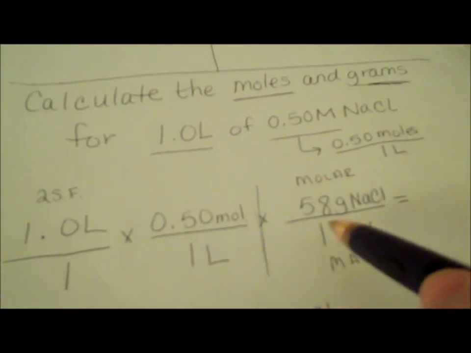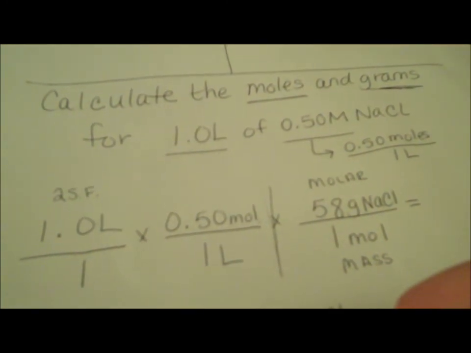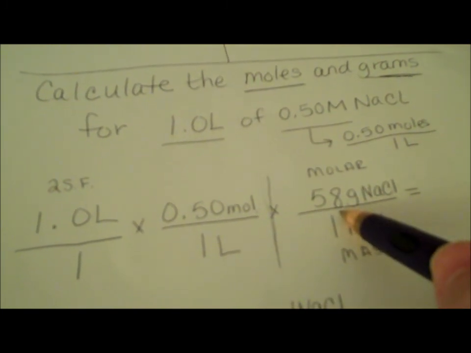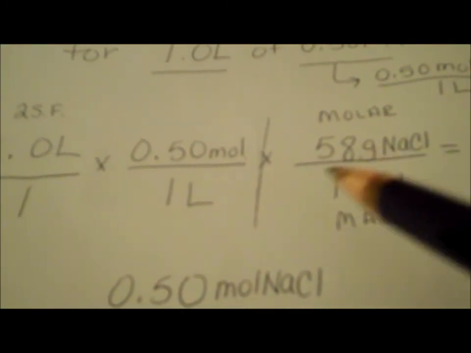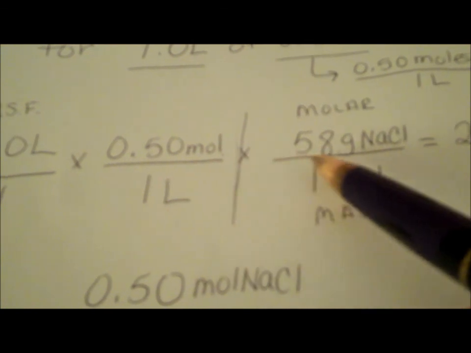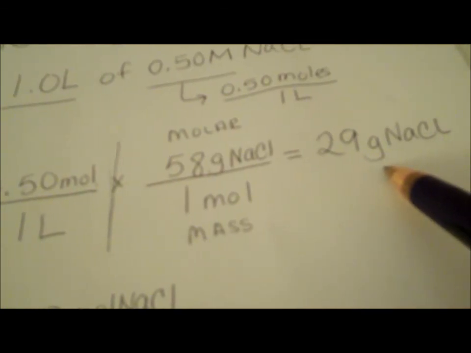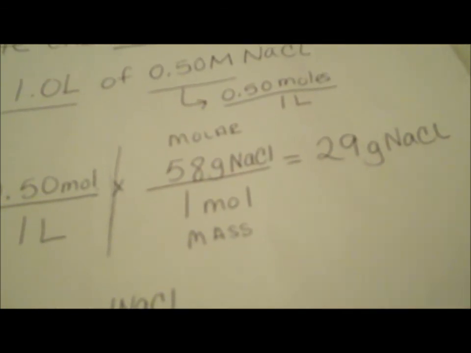So we're going to multiply across. Now you could have just done 0.5 times 58. So when you multiply 0.5 times 58, you get 29 grams of NaCl for the solution.